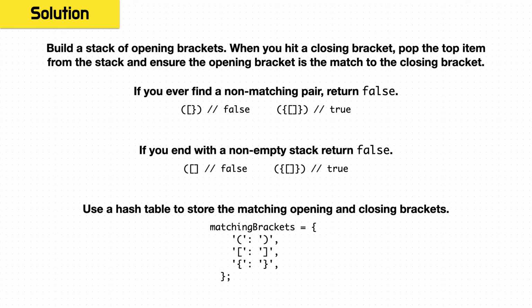So let's walk through the solution. We're going to build a stack of opening brackets. Then, anytime we hit a closing bracket, we pop off the top opening bracket and check if they match. If we ever find a non-matching pair of opening and closing brackets, we return false. Or if we iterate through the entire string and our stack still has items in it, then we also return false. This means we didn't have enough closing brackets for all the opening brackets. And finally, to understand how we're going to match the brackets, we just use a hash table. We do a lookup on an opening bracket and check if the value for this key is equal to the closing bracket.